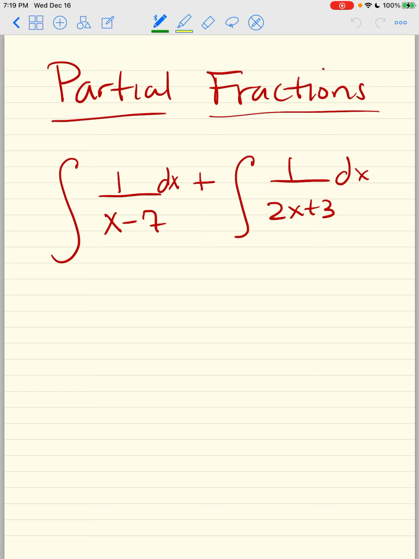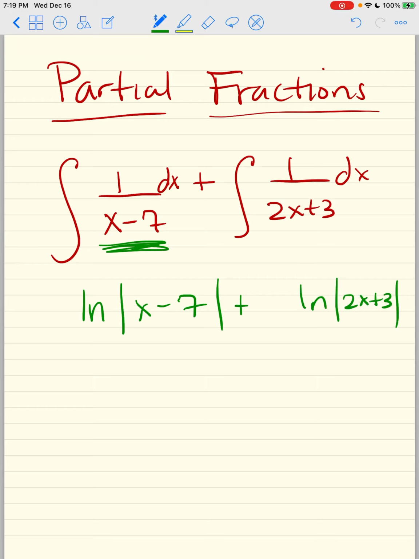The integral of 1 over x minus 7 is natural log of x minus 7. You're going to take the derivative of x minus 7 and divide by that derivative. In this case, it's just 1. The reason I'm doing that is so I can avoid u substitution. In this case, the integral of 1 over 2x plus 3 is natural log of 2x plus 3. The derivative of 2x plus 3 is 2, so I'm going to divide by 2, so that's 1/2, plus c, of course.